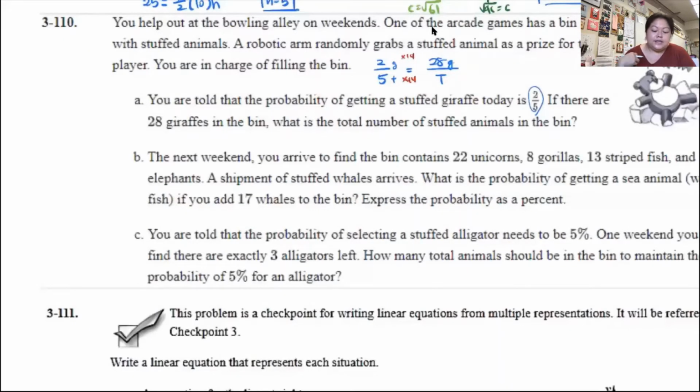All right, so you see I did 5 times 14, and so that means my total is 70. So a total of 70 stuffed animals.